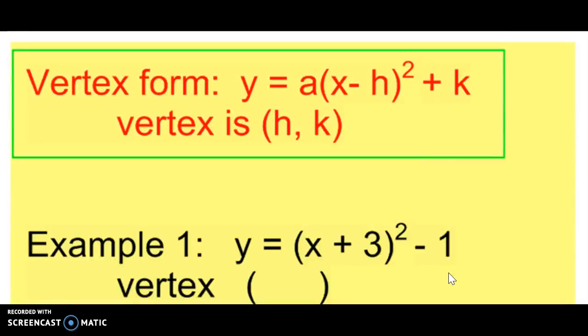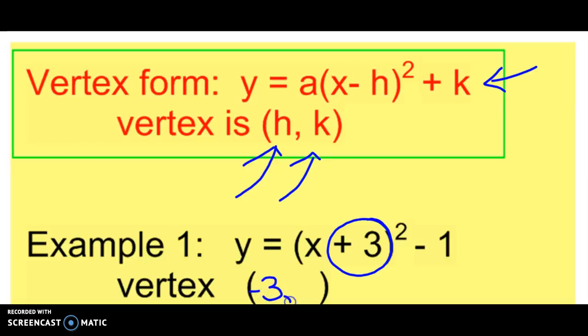All right, so remember, this is the form I just gave you of the vertex form, and this tells you where the vertex is based on the h and the k. So if you have an equation that has a positive 3 inside the parentheses, your x value of your vertex is going to be the opposite, which is negative 3. And if you have a negative 1 here for your k, your y value is going to stay the same, and it's going to be negative 1.